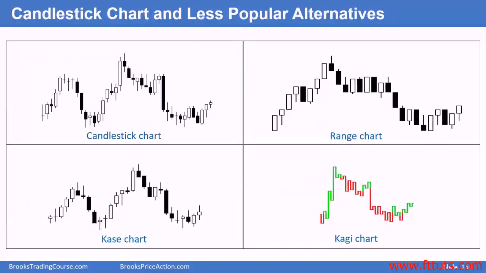Here are candlestick charts and some other less popular charts. Some traders like to use Renko charts, Kagi charts, Kase charts. It doesn't matter. They all represent the same thing. You can see the general shape is similar on all of the charts.